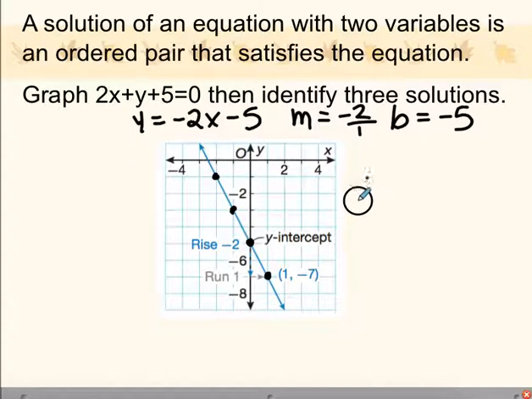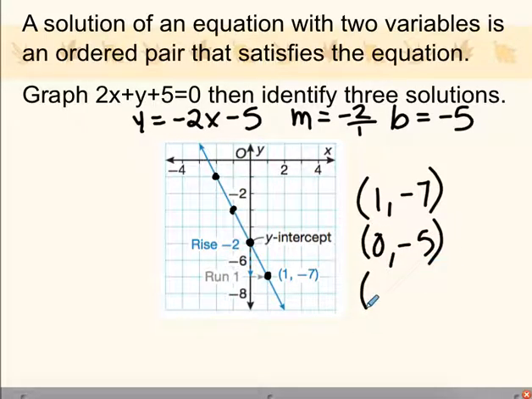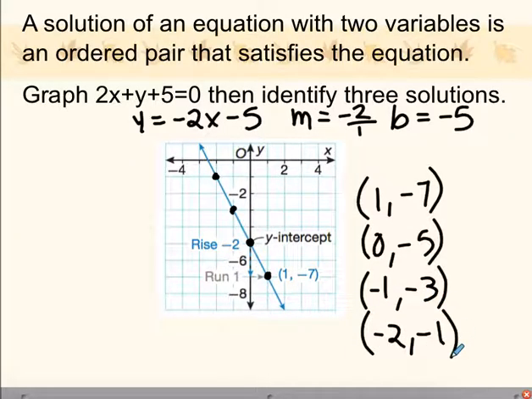So some of our solutions are 1, -7. We could say 0, -5. We could say -1, -3. Or we could say -2, -1. We could keep going forever and ever and ever, because anything on this line is a solution.